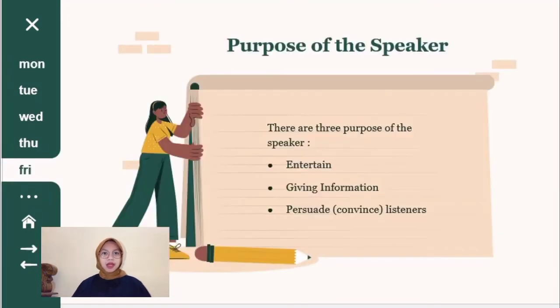And the next, there is the purpose of the speaker. There are three purposes of the speakers. The first one is to entertain. Entertaining is directed to pleasure. And the second one is giving information. Informing is more centered on the result of obtaining information. And the last one is to persuade or convince listeners, leading to attitude.